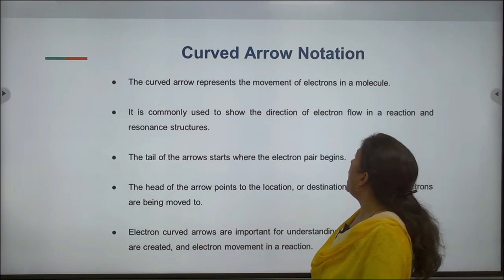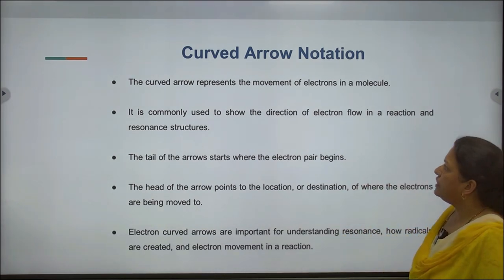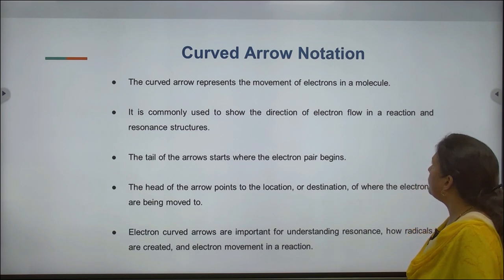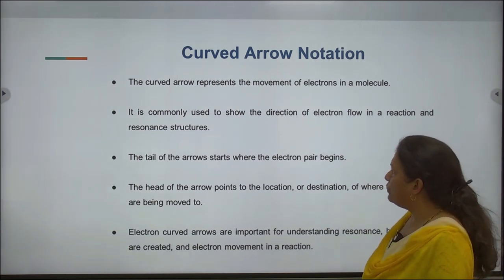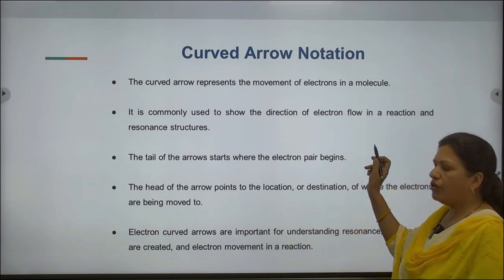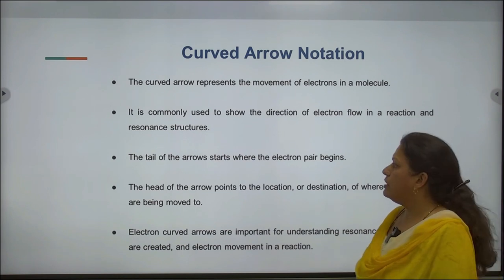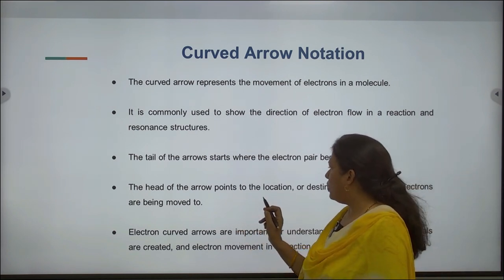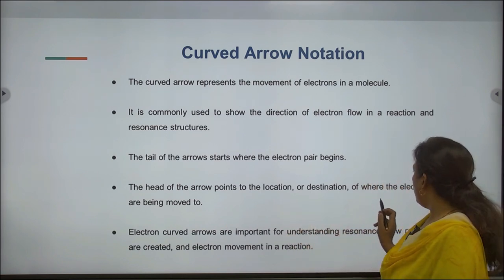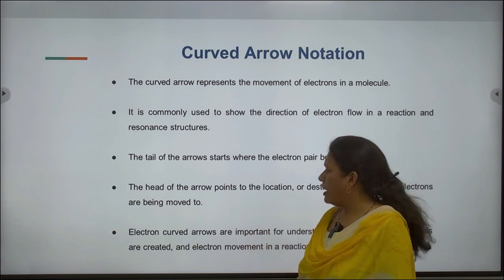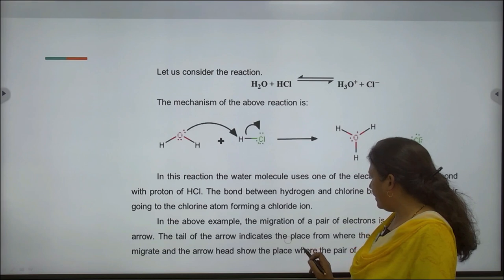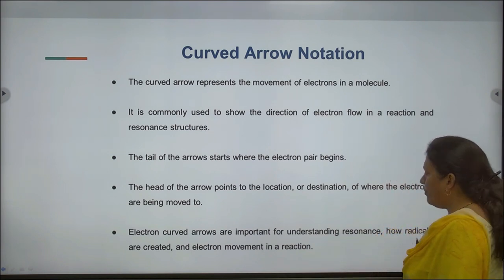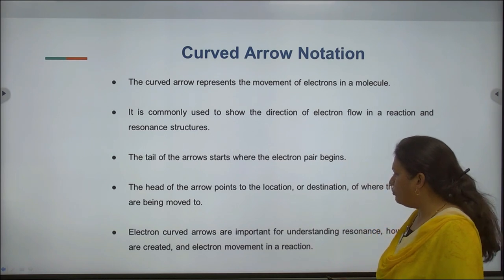Now, curved arrow notation. The curved arrow represents the movement of electrons in a molecule. It is commonly used to show the direction of electron flow in a reaction and in resonance structures. The tail of the arrow starts where the electron pair begins, and the head of the arrow points to the location or destination where the electrons are being moved to. Electron curved arrows are important for understanding resonance, how radicals are created, and electron movement in a reaction.